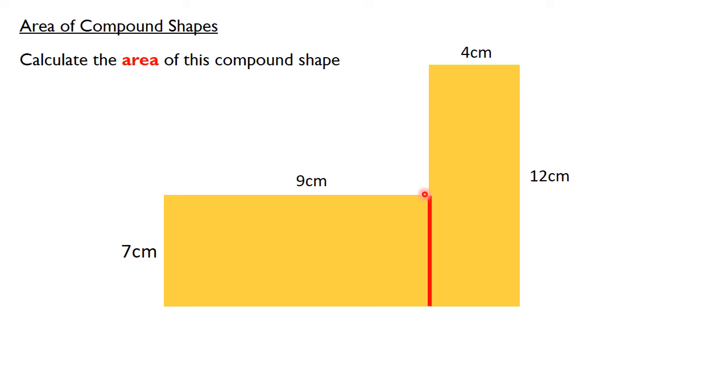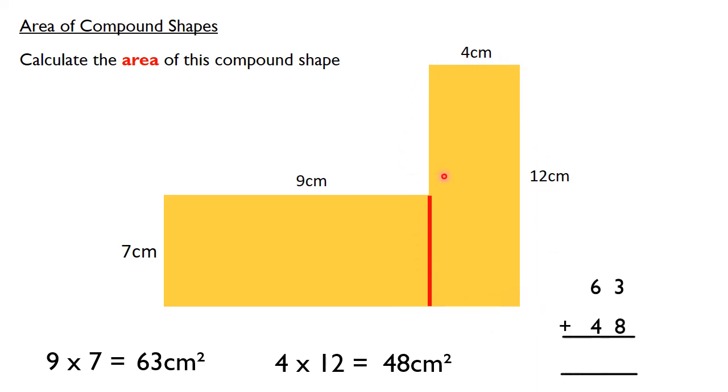So we know that to work out area of a rectangle, we multiply the length by the width. So we would do 9 multiplied by 7, which we know equals 63 centimetres squared. We would then move on to the next rectangle and we would multiply the length by the width. So we would do 4 multiplied by 12 or 12 multiplied by 4. And we know that that is 48 centimetres squared. So therefore we have the area of this shape and the area of this shape.